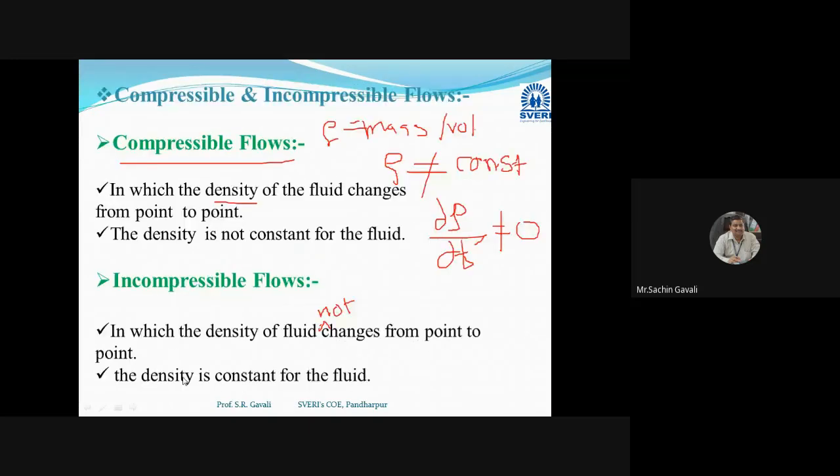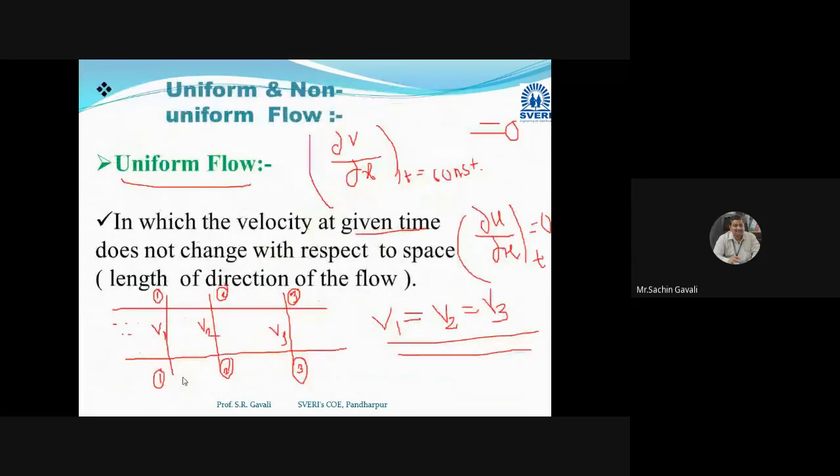Okay, now does everybody understand these types of flows? I have covered all the types of flows, and in this lecture we have covered two methods of fluid flow description. Everybody understood?